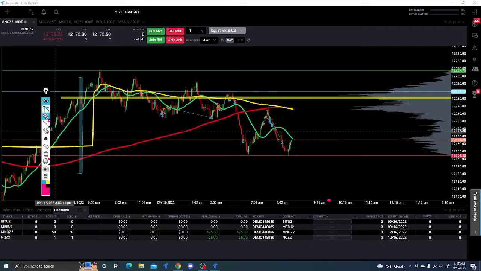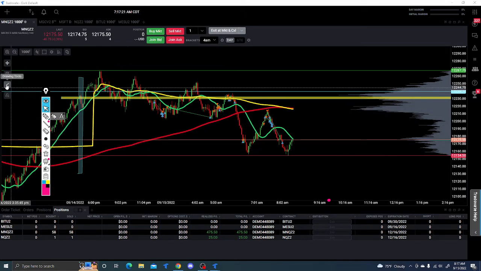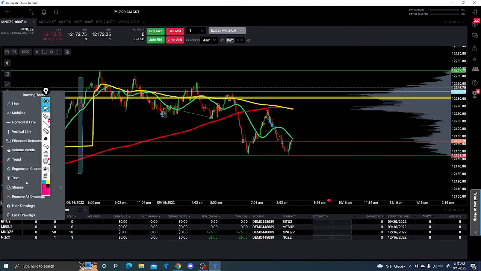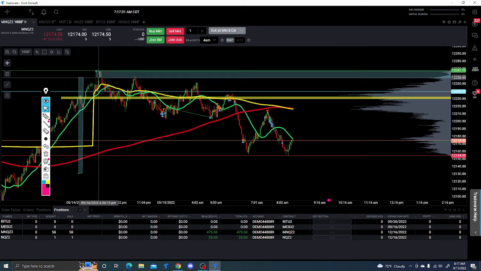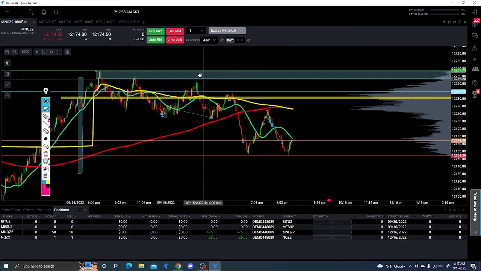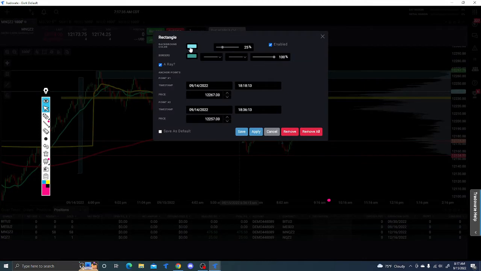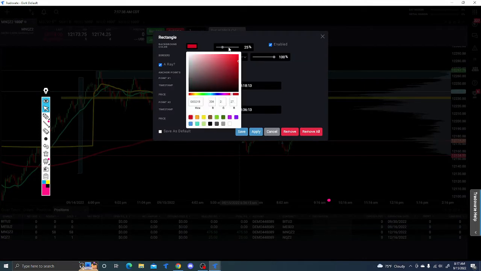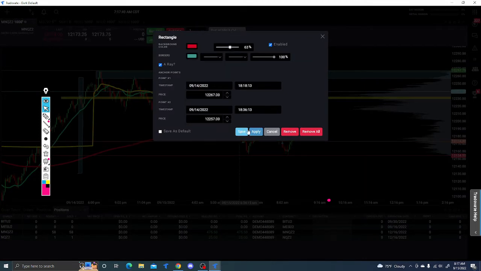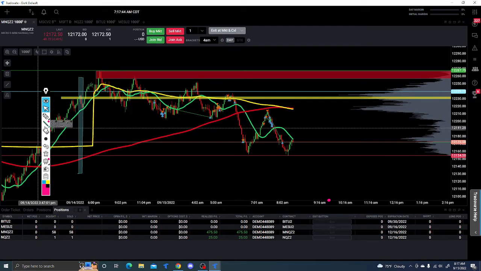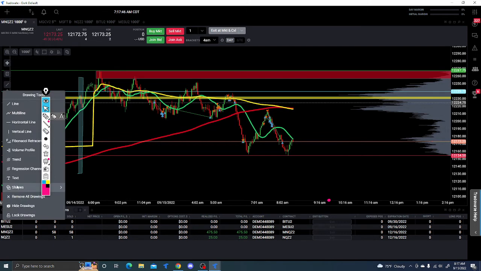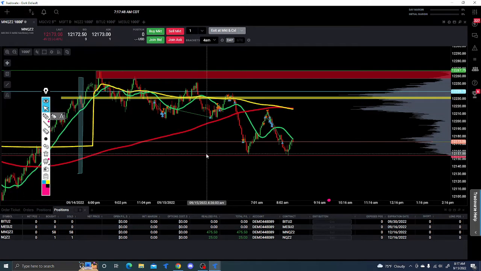All right, the very next thing that you want to do is you want to draw your pre-market high. Okay, this here was the official high, but I'm going to draw it from here to here. And we're going to change this to red. We're going to change the thickness of it so you could have a nice view. Now we're going to find our pre-market low. All right, and we're going to do the same exact thing.